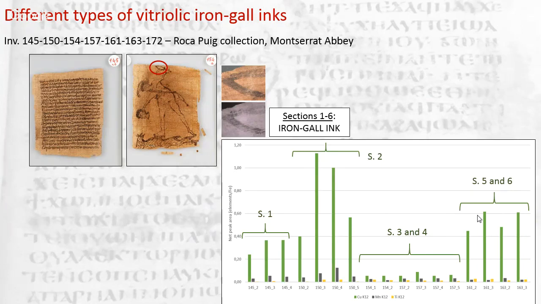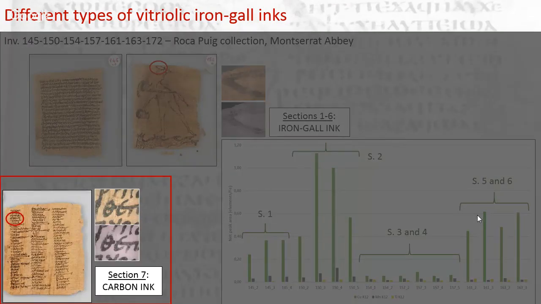And then there was also section 7. And section 7 was actually quite surprising. Section 7 was written with a completely different ink that was carbon-based and not iron wool. You can see here that there is no change in opacity between the visible and the near-infrared micrograph, showing that we're dealing with a carbon ink.